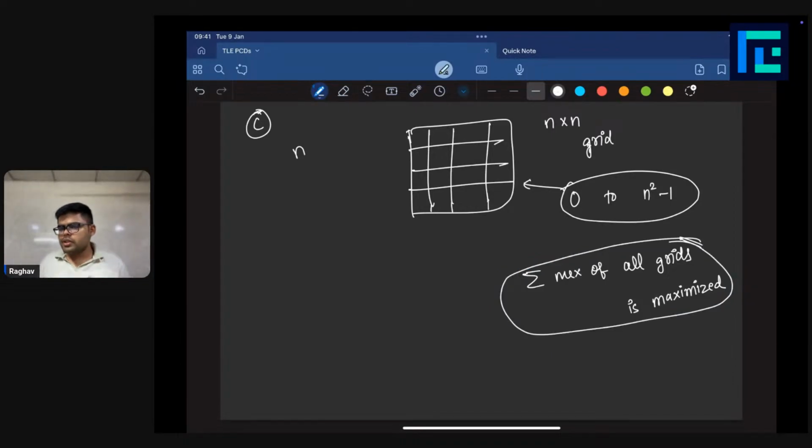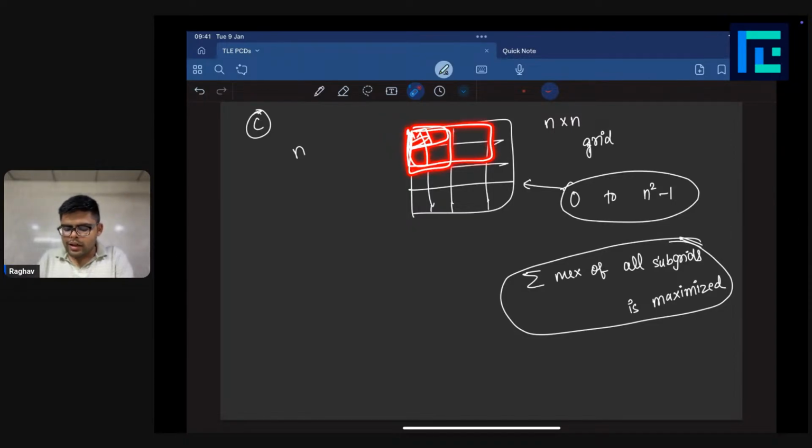Now the number of subgrids, oh sorry, it is subgrid. The thing that makes the problem complicated for us is that the number of subgrids in the grid can be just too many. You can have this as a grid, this grid, this grid, and so on. And there are just too many grids.